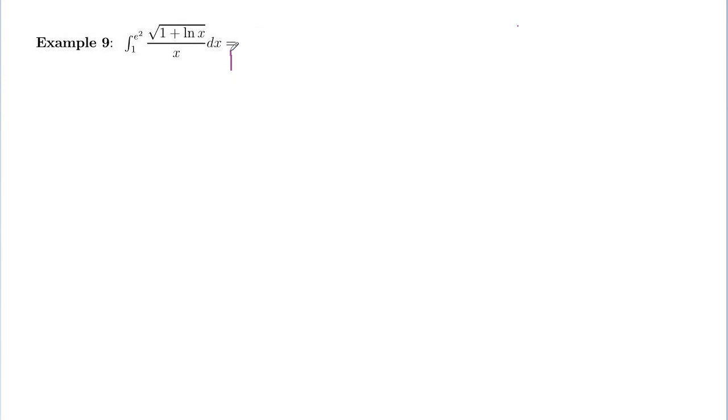So my first thought here would be to let u equal ln of x, and then your du would equal 1 over x dx. And then we would go ahead and start changing this integral over. So we'd have square root, here's our u, so on top we'd have square root of 1 plus u. And then dx over x is the same as 1 over x dx, so that's going to be our du.